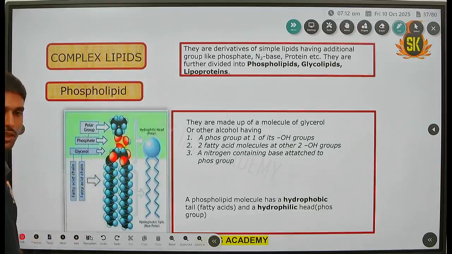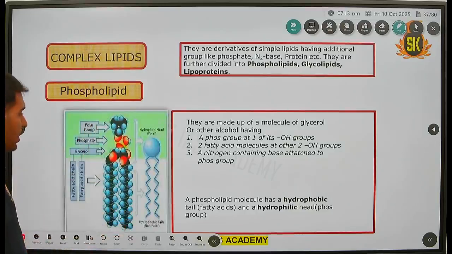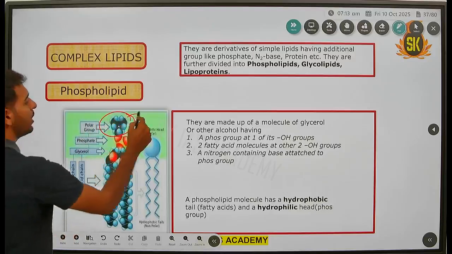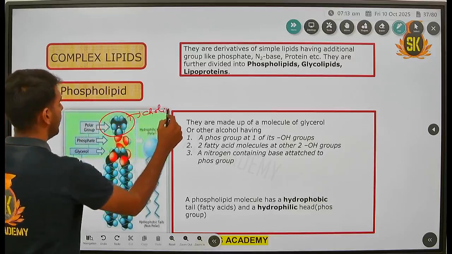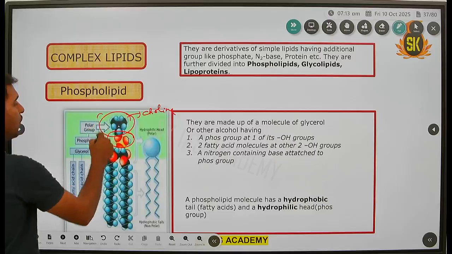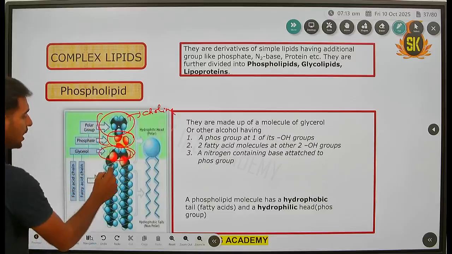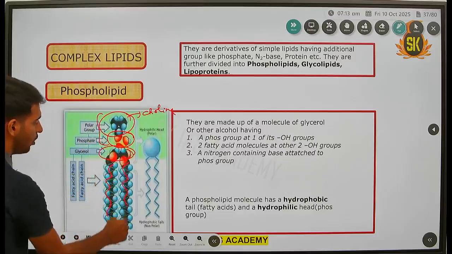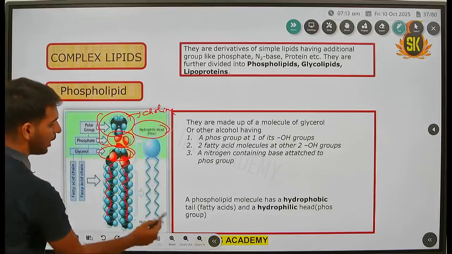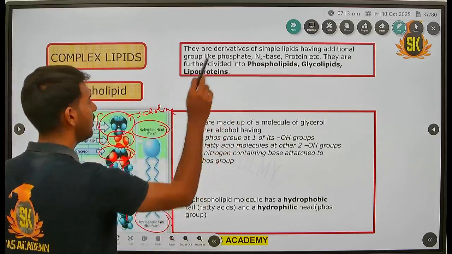So now we'll be discussing. This is the diagram of what? That is the phospholipid. This is your polar group. That is the choline group. Okay, which is also having your phosphate group. Altogether, it is polar in nature. Then you have your glycerol. This glycerol is attached to two fatty acids. This is the hydrophilic head, hydrophobic tail. Okay, this is what is written here. Okay.